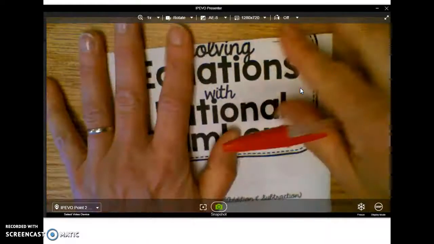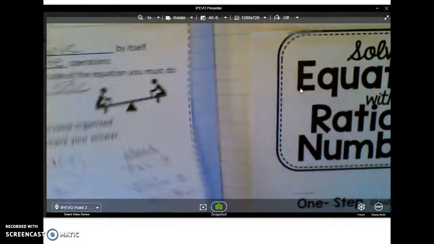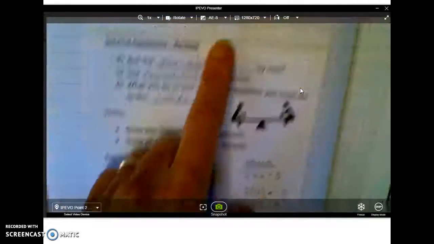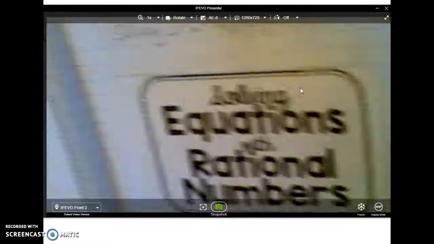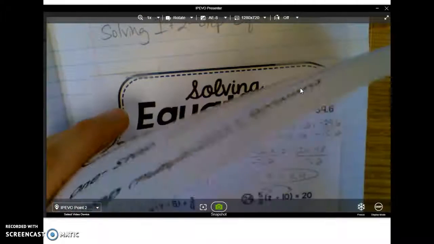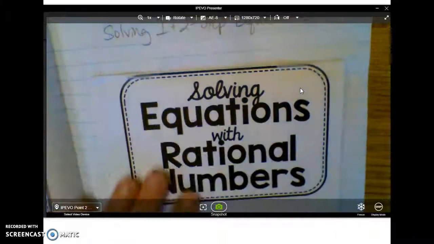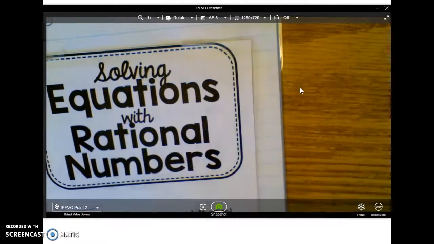And then, when you are done, hopefully you'll get to taping today, because this is what your notebook will look like when you get this taped in. Page 43, solving 1 and 2 step. Here is your first set of examples we did together, and here is your foldable note sheet that should be complete with the help of your answer bank. Good luck. See me for questions.